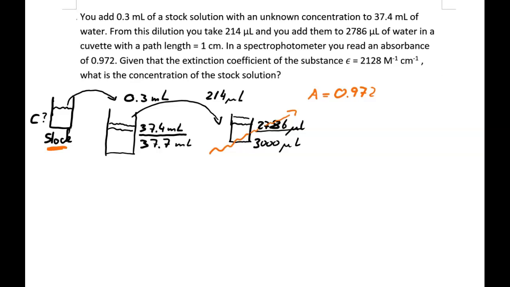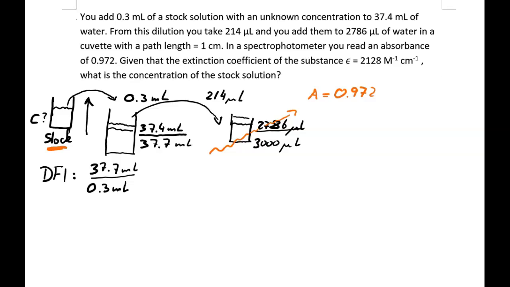Well, we can calculate the first dilution factor. That is this dilution factor here, the first dilution factor 1. And we can calculate that by just simply saying, what is our total volume? That is 37.7 milliliter divided by what we added, 0.3 milliliter. So that's the first dilution factor.